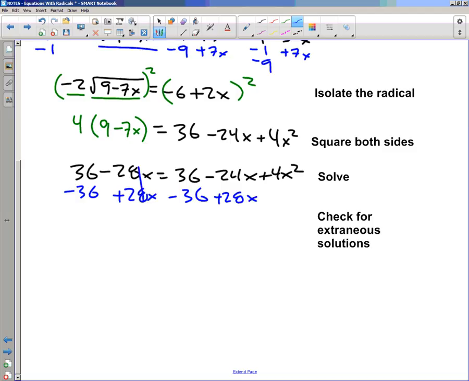And those will cancel, giving us a 0 over here. 36 minus 36 is going to cancel. I've got a -24 plus 28 is going to give us a 4x. And then we've got a 4x squared also.